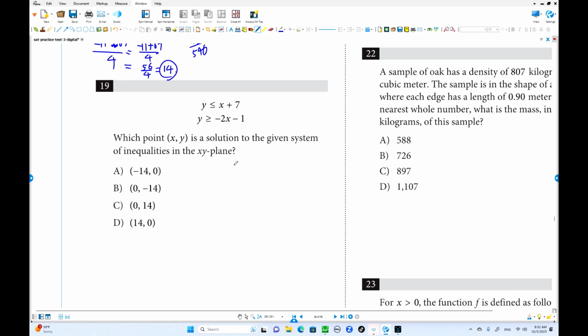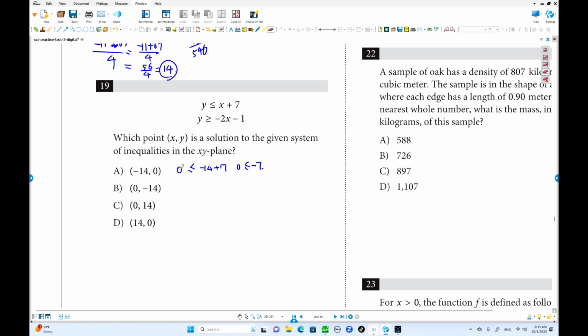Number 19: a solution to the given inequality. We choose a solution and put this number into the inequality, okay? So first one, when y equals 0, x equals negative 14, right? Negative 14 plus 7. So 0 is not less than negative 14, something like that.